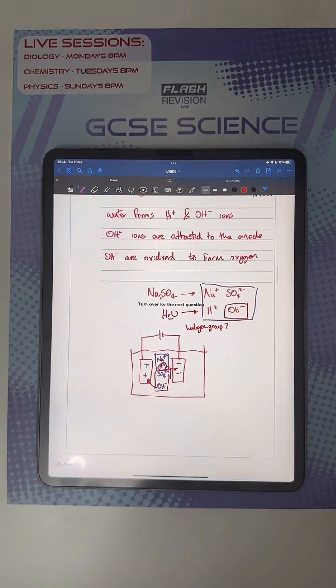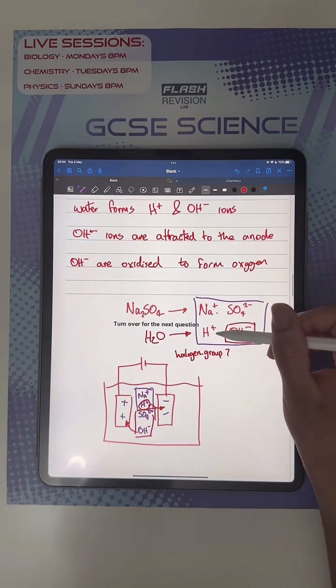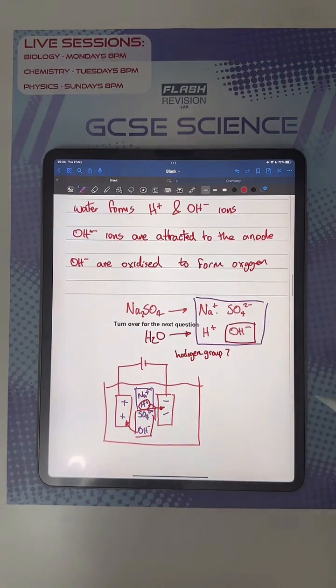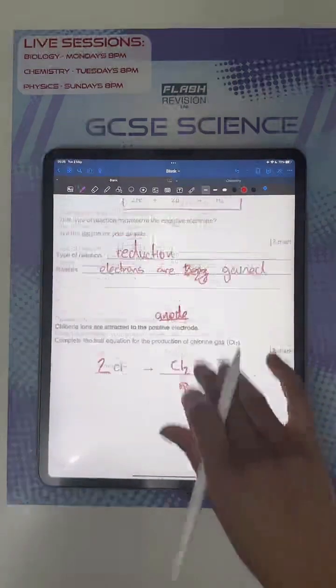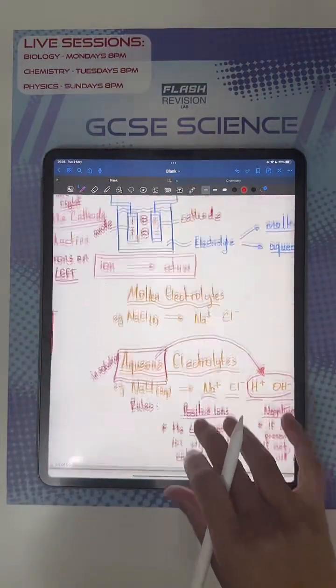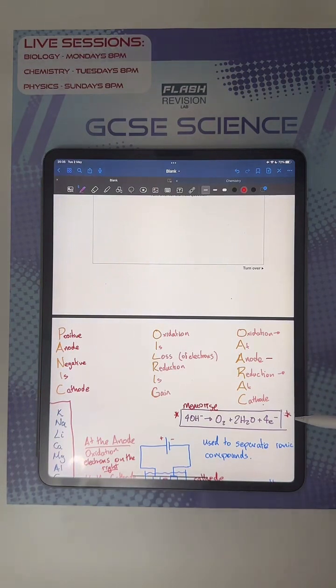When is oxygen not produced? If this went, that would have produced oxygen. Oxygen only really gets produced if it's an O2 minus ion that's going or an OH minus ion that's going. Those are the only two that produce oxygen. Why is it oxidized? Because it's happening at the anode. You always have oxidation at the anode. You always have reduction at the cathode.